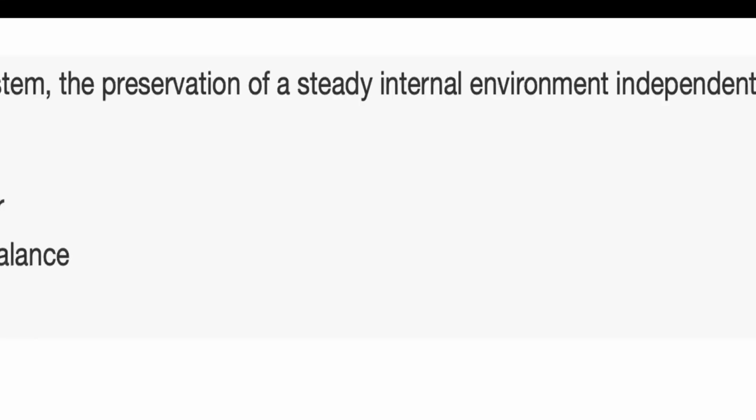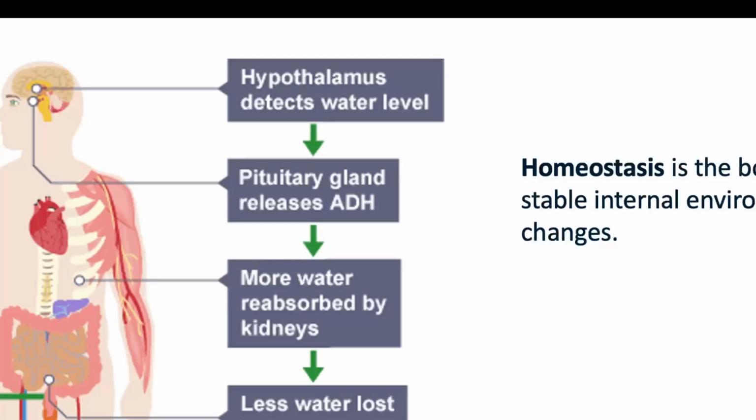Let's opt in for a quick answer. The correct answer to this question is option A, homeostasis. It's an easy answer. We just discussed homeostasis in detail in the previous question. Here is an example of water retention again, the best example for studying homeostasis. Homeostasis is the body's ability to maintain a stable internal environment despite external changes.